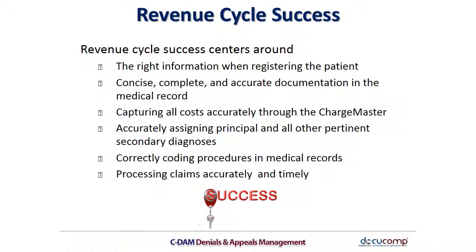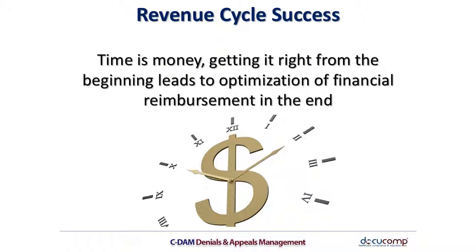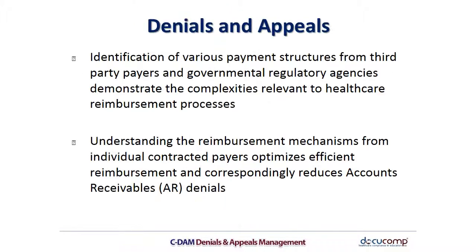The key to success centers around the right information when registering the patient, concise, complete, and accurate documentation in the medical record, the capturing of all costs, accurately assigning principal and other pertinent secondary diagnoses, in addition to correctly coding procedures in the medical records, allowing for appropriate and timely claims processing. When all these elements are executed effectively, we have revenue cycle success. Remember, time is money. Getting it right from the beginning leads to optimization of financial reimbursement in the end.